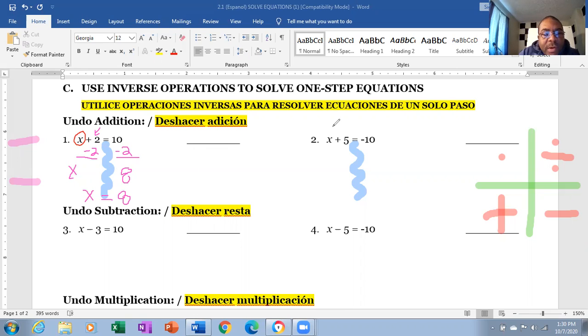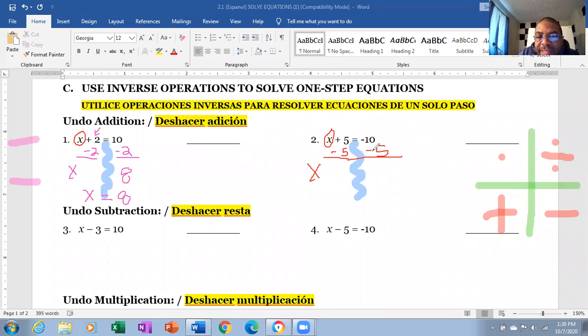Let's go to number 2. All right, so it's the same thing. We're solving for x. We're going to undo addition. How do you undo addition? With subtraction. On both sides, the same thing on both sides of the river, right? So positive 5 minus 5 gives you 0, right? So now we have x plus 0. But hey, we don't need to have the 0. We can just get rid of it.